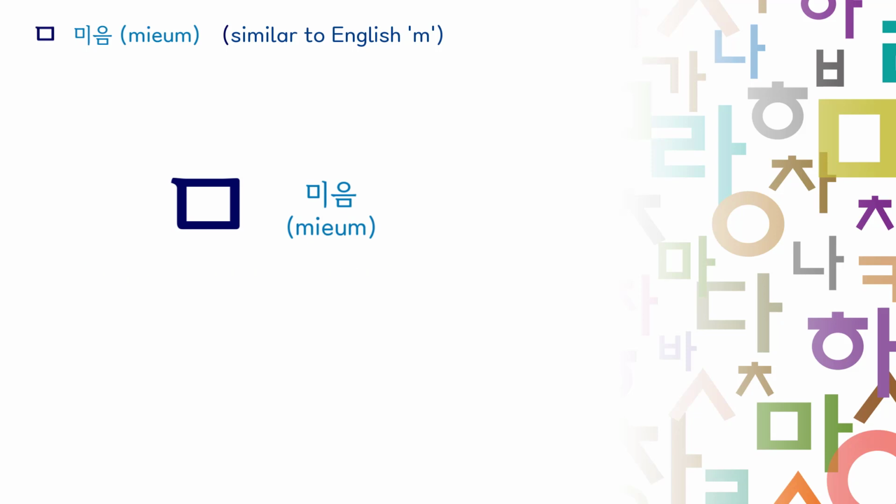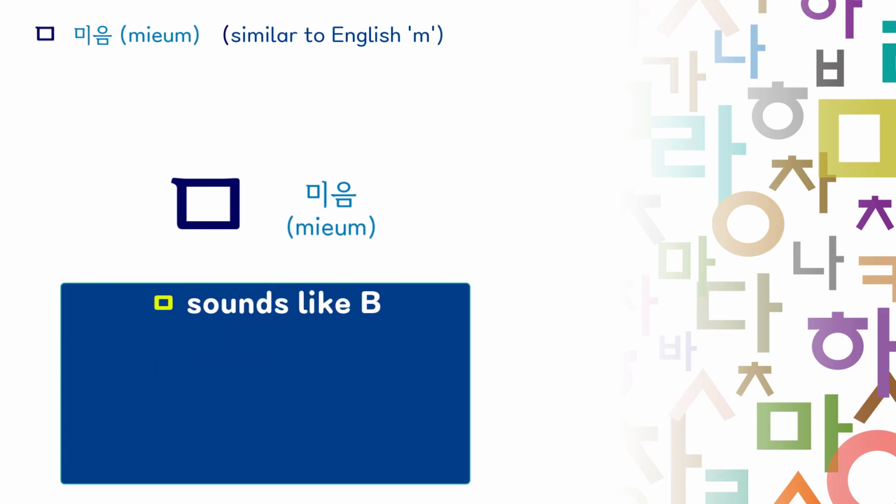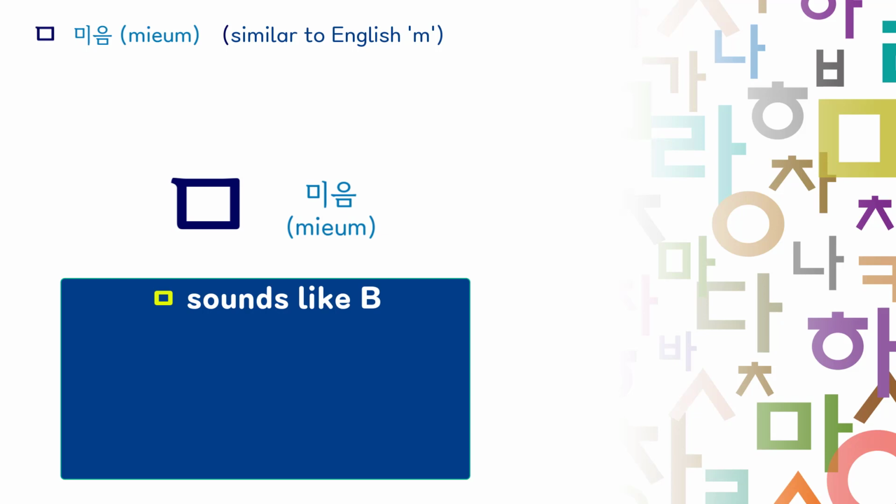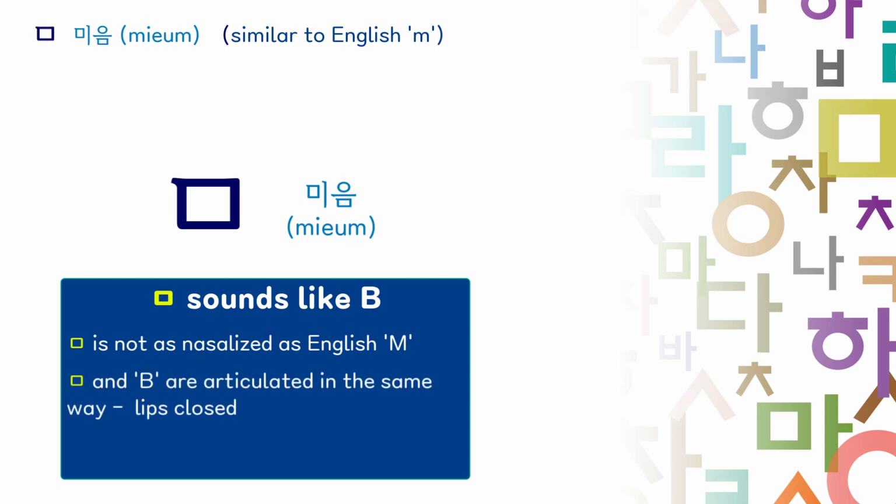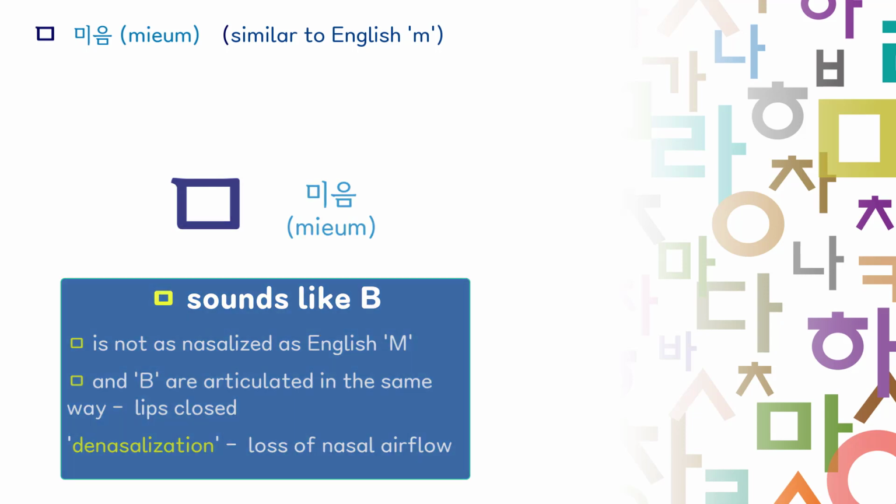Now, one thing to note with 미음 is that some people say it can sound similar to the B sound in English. This is mainly because 미음 is not as nasalized as the English M sound. This just means that not all the air passes through the nose, and some actually passes through the mouth. And since 미음 and B are articulated in the same way, with the mouth closed, 미음 ends up sounding a little bit like the B sound. Now, if you like technical terms, this reduction in nasalization is called denasalization.